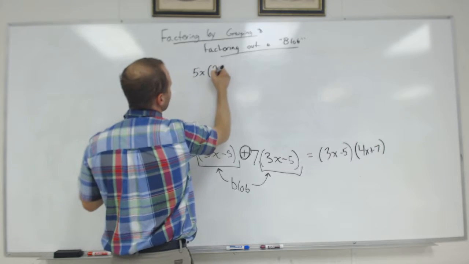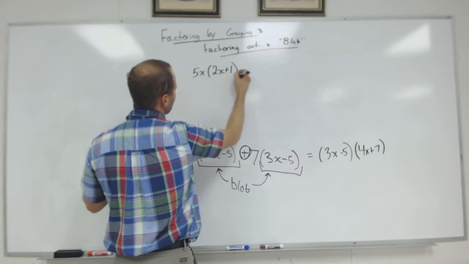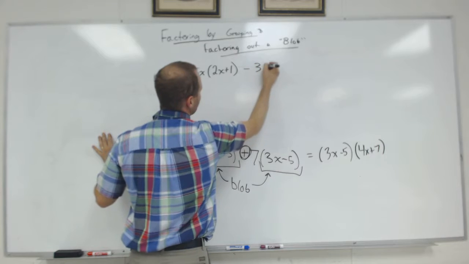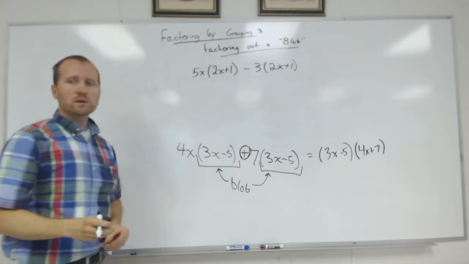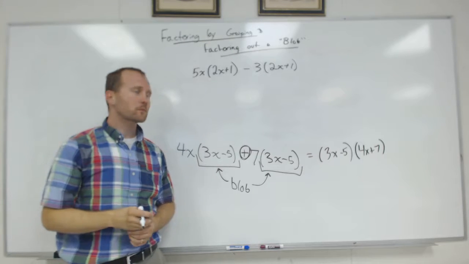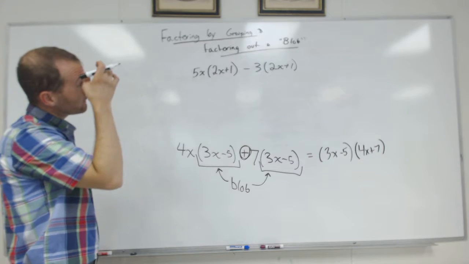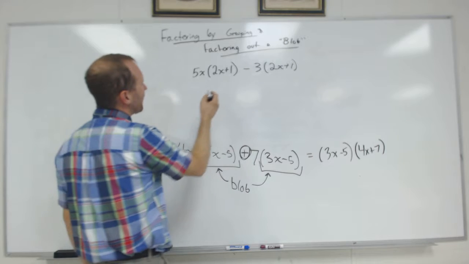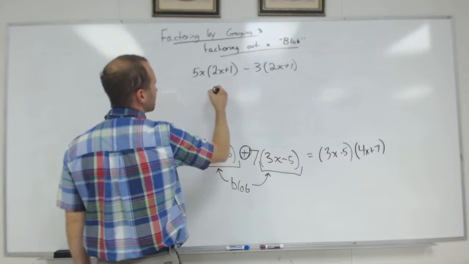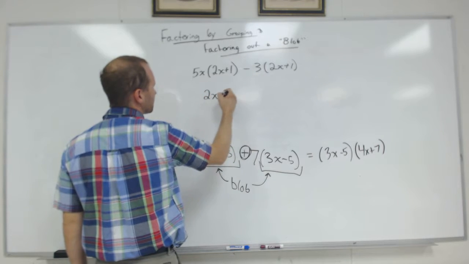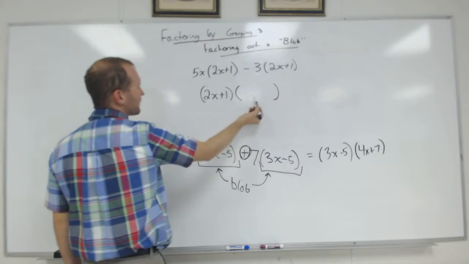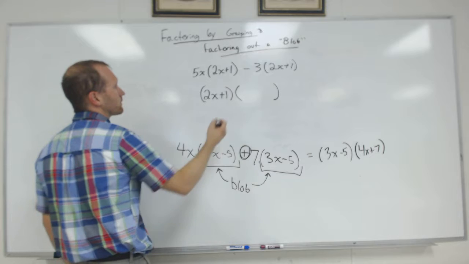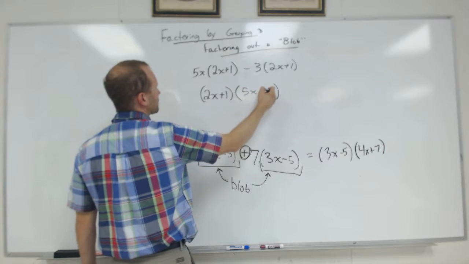5x times 2x plus 1 minus 3 times 2x plus 1. What's my blob? The 2x plus 1. So if I factor out the 2x plus 1, do it below this time, what do I have left as my other factor? 5x minus 3.